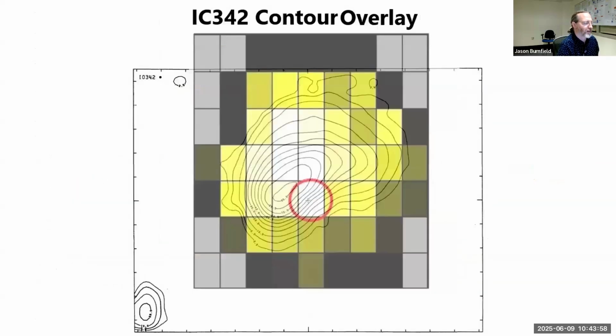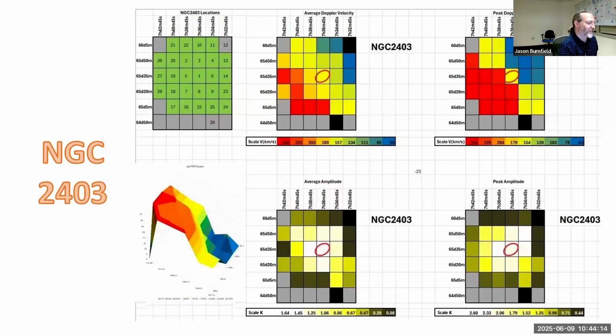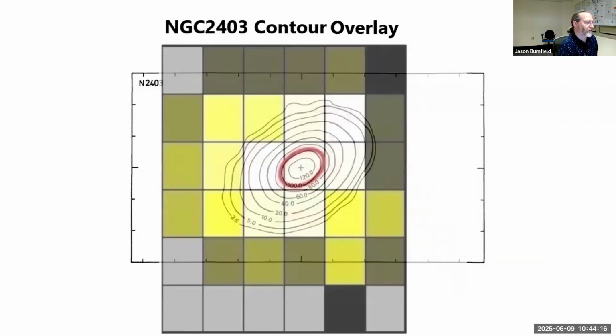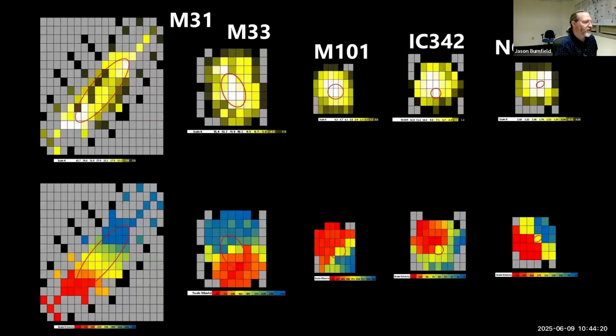But then I looked at the contour plot from a professional survey and it's actually that way. It is asymmetrical. That's just the way the galaxy is. So that was super satisfying. And then NGC 2403, it's a beautifully symmetrical one. And then there's the entire family, all five in a row to scale here. Total power on the top, Doppler on the bottom.